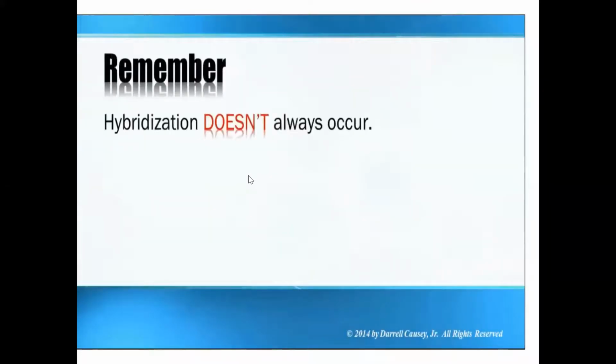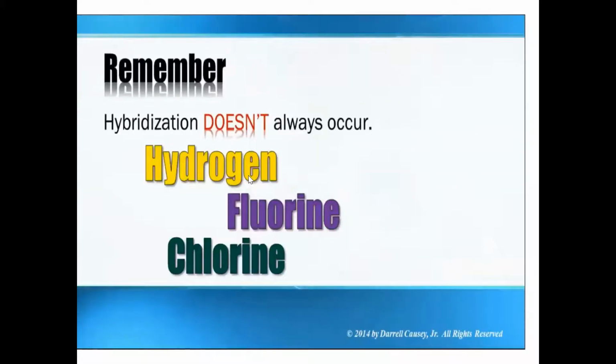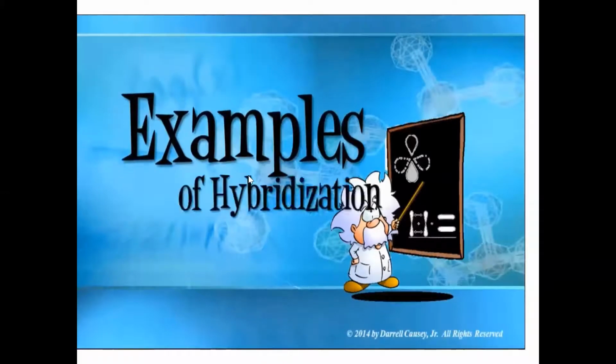Now remember, hybridization doesn't always occur, such as on hydrogen, fluorine, and chlorine. They only have one bond and really don't need to hybridize. So let's look at some examples of hybridization.